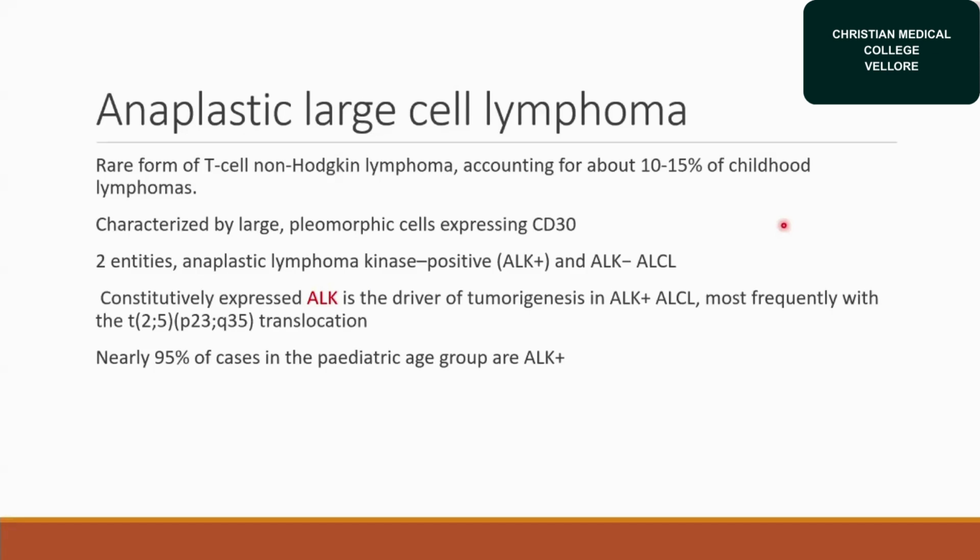So, ALK positive ALCL is more commonly seen in children. Almost 95% of this cohort would be ALK positive, and they express anaplastic lymphoma kinase or ALK, and this is the driver of tumorigenesis in ALK positive ALCL. This is in comparison to adult ALCL, where only around half of the ALCLs will express ALK, and the rest will be ALK negative. And as we can understand from this, ALK positivity usually implies better response to treatment.